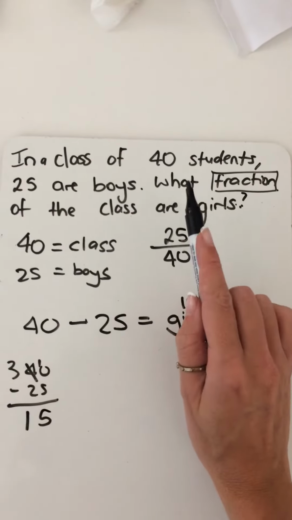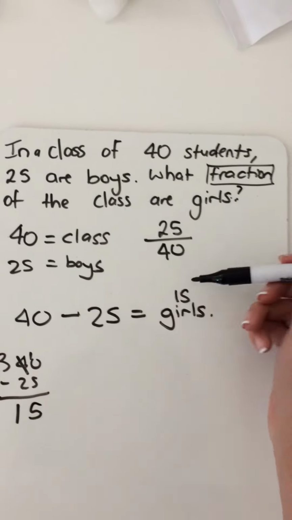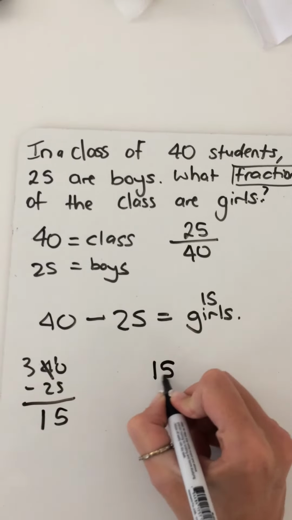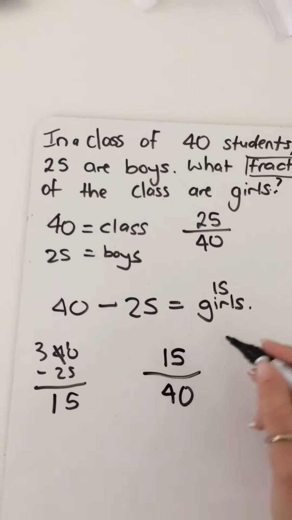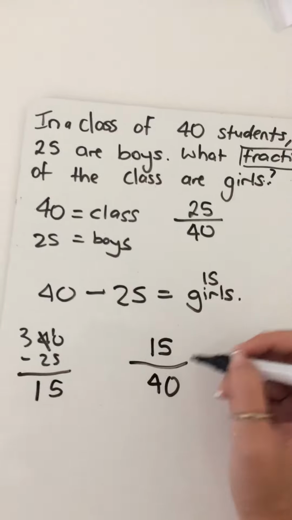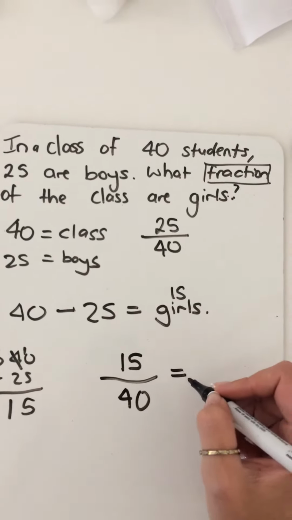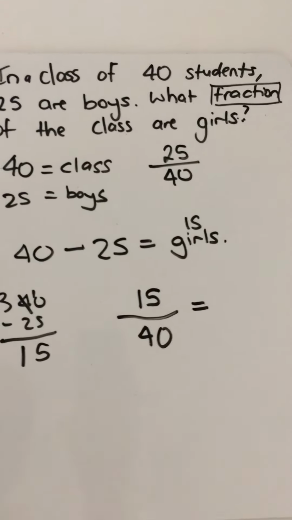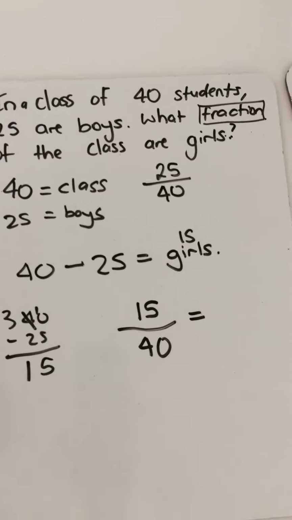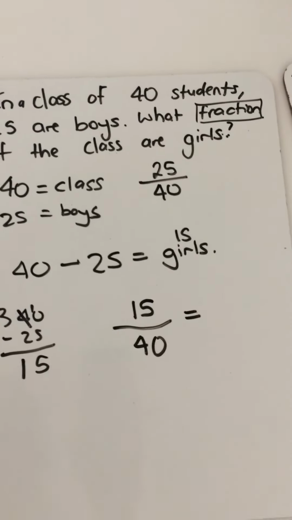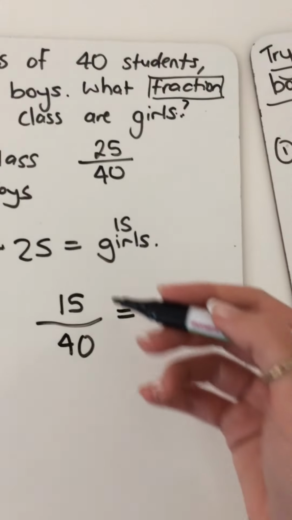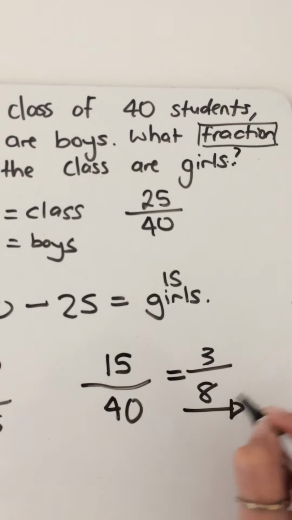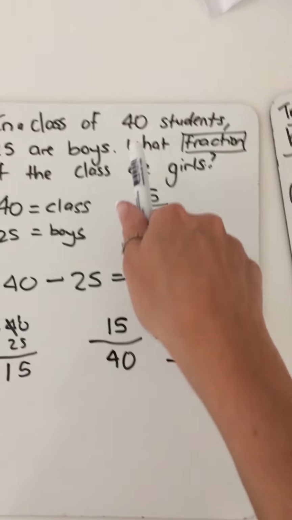But my question says, what fraction of the class are girls? So I can't just leave my answer like this. I have to make it a fraction. So there are 15 out of 40 scholars in the whole class that are girls. I can simplify this by finding out what goes into 15 and what goes into 40. 5 can go into 15 3 times, and 5 can go into 40 8 times. So I simplify my answer to 3 over 8.